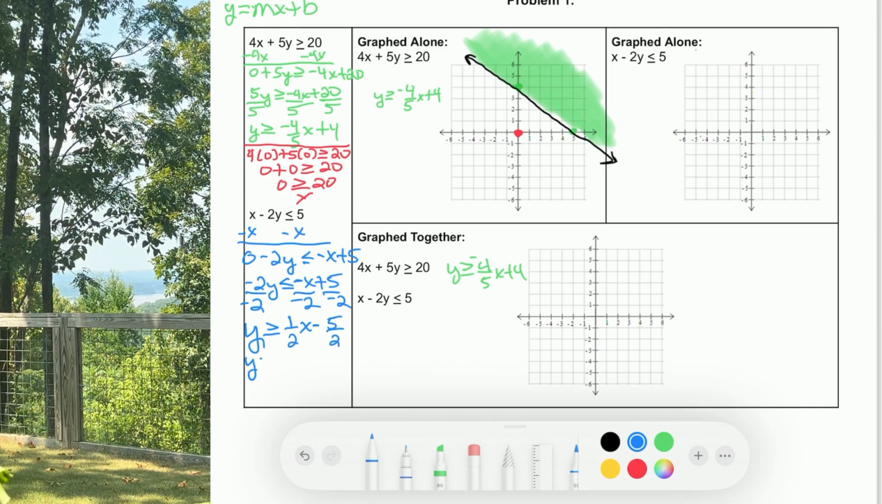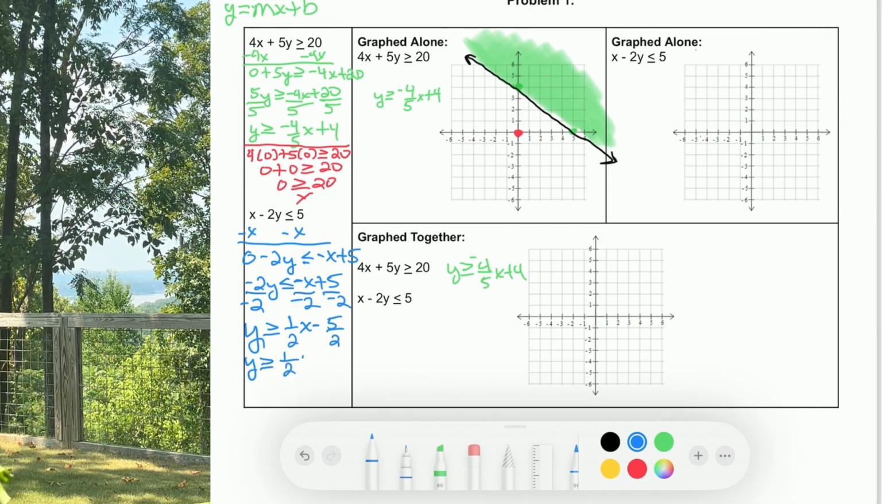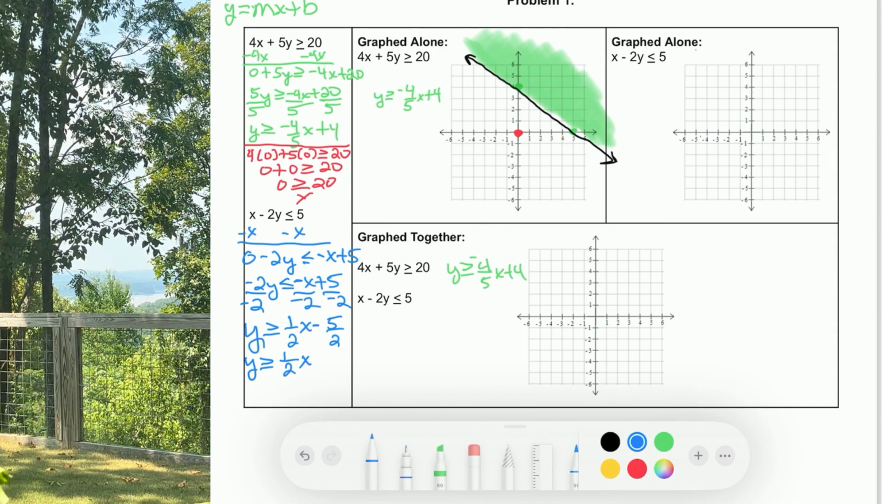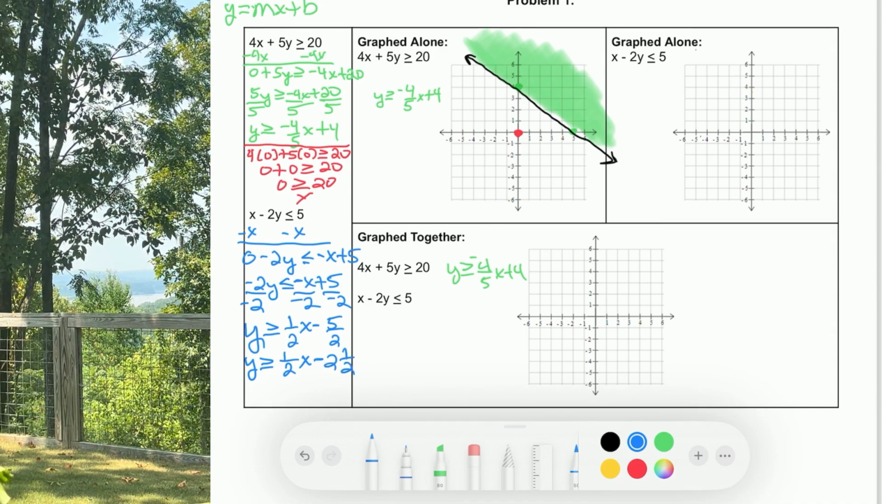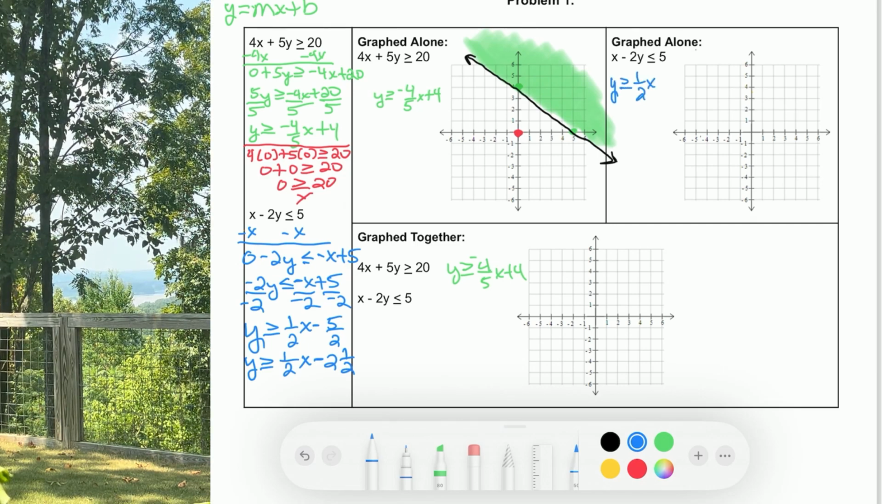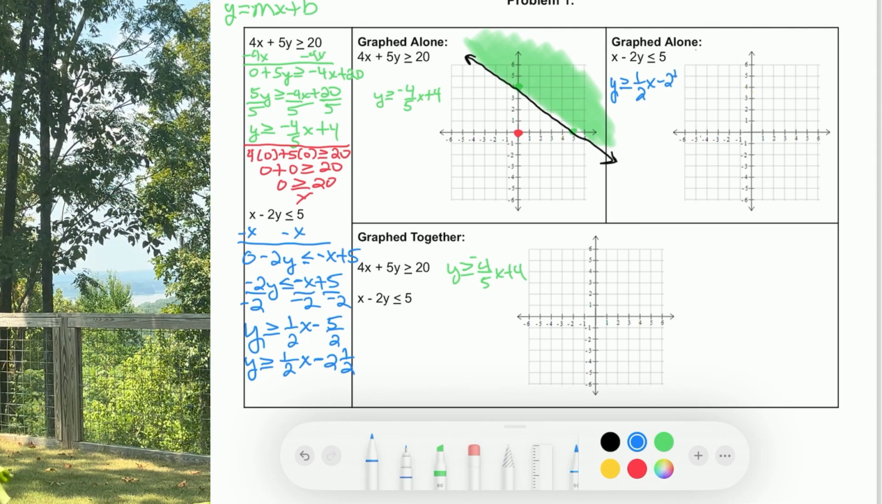I'm going to rewrite this 1/2 x. And that minus 5/2 becomes a minus 2 1/2 just so we can graph it. So I'm going to write that over here now. y is greater than or equal to 1/2 x minus 2 1/2, and I'm going to write it here so it's there later. 1/2 x minus 2 1/2.